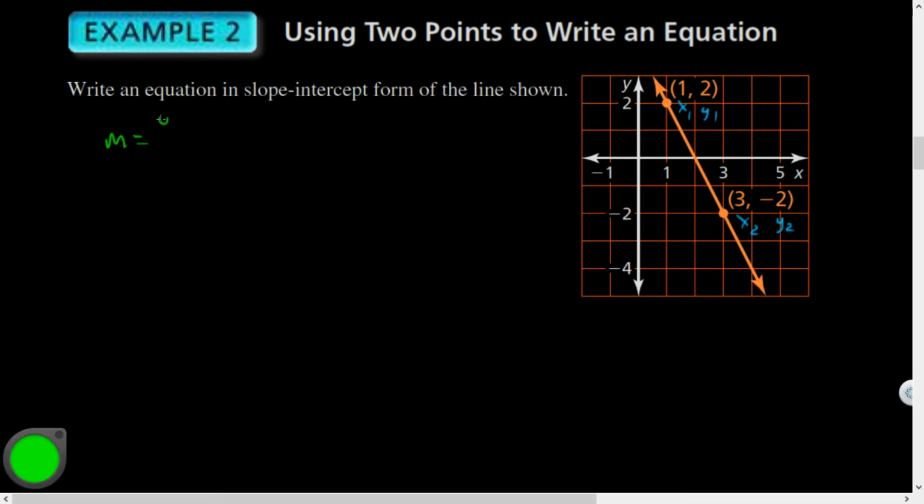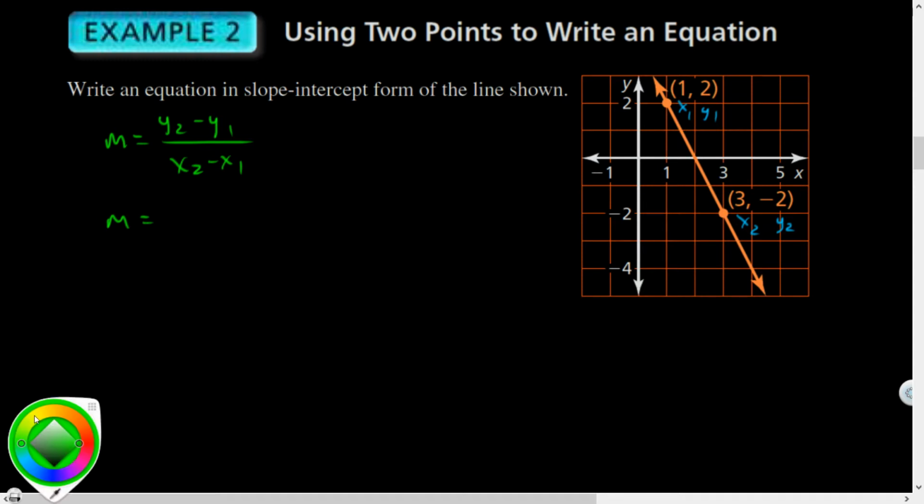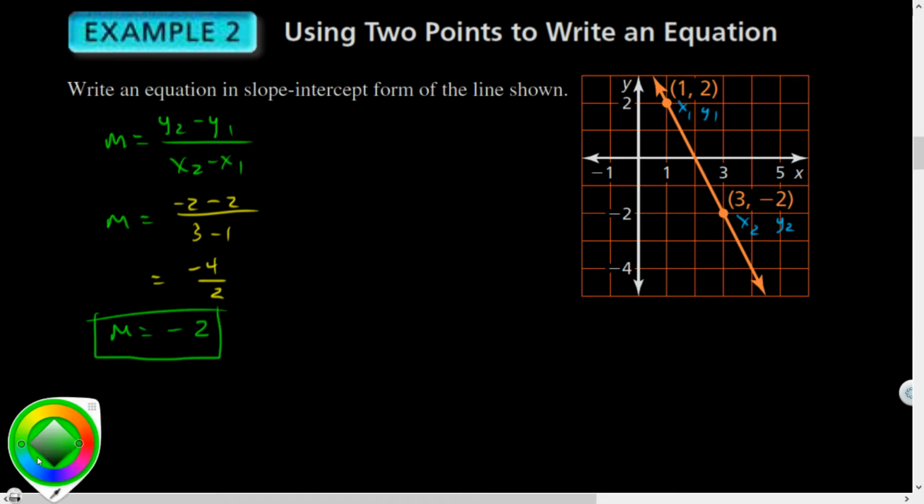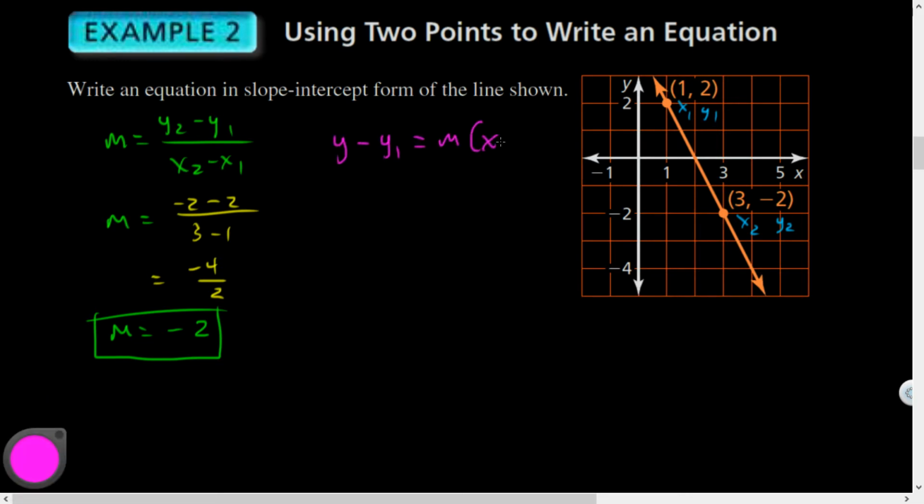Do you guys remember the slope formula? y2 minus y1 over x2 minus x1. So I can find the slope by plugging in -2 minus 2 over 3 minus 1. So I'm going to get negative 4 over 2. What's that simplify to be? No. Almost, if it was flipped. 4 divided by 2 is 2. So there's my slope. And now, with point slope form, y minus y1 equals m parentheses x minus x1.